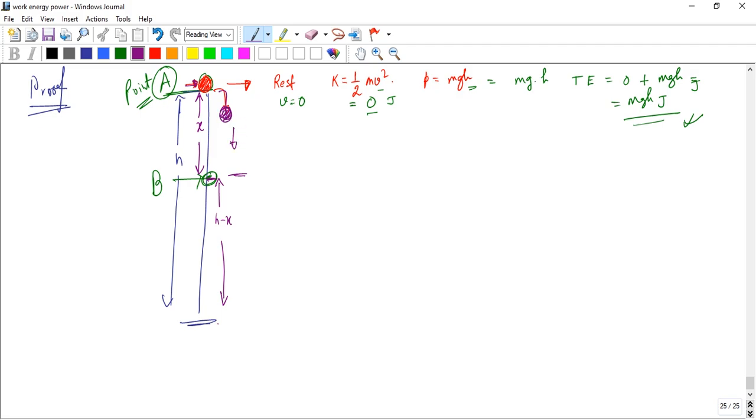Now if someone pushes the ball and the object goes down due to gravity, the velocity increases. So the object is accelerated. If velocity increases, kinetic energy also increases, because mass is fixed, constant, but velocity increases. As the velocity increases, the height decreases. If height decreases, potential energy mgh also decreases. Kinetic energy increases and potential energy decreases.